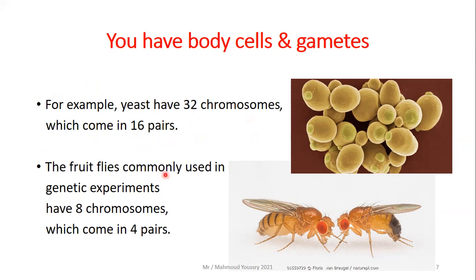But the fruit flies, which are commonly used in genetic experiments, have 8 chromosomes, which come in 4 pairs. This is the fruit fly. Can you imagine that it has a fewer number of chromosomes than the yeast, which is microscopic?